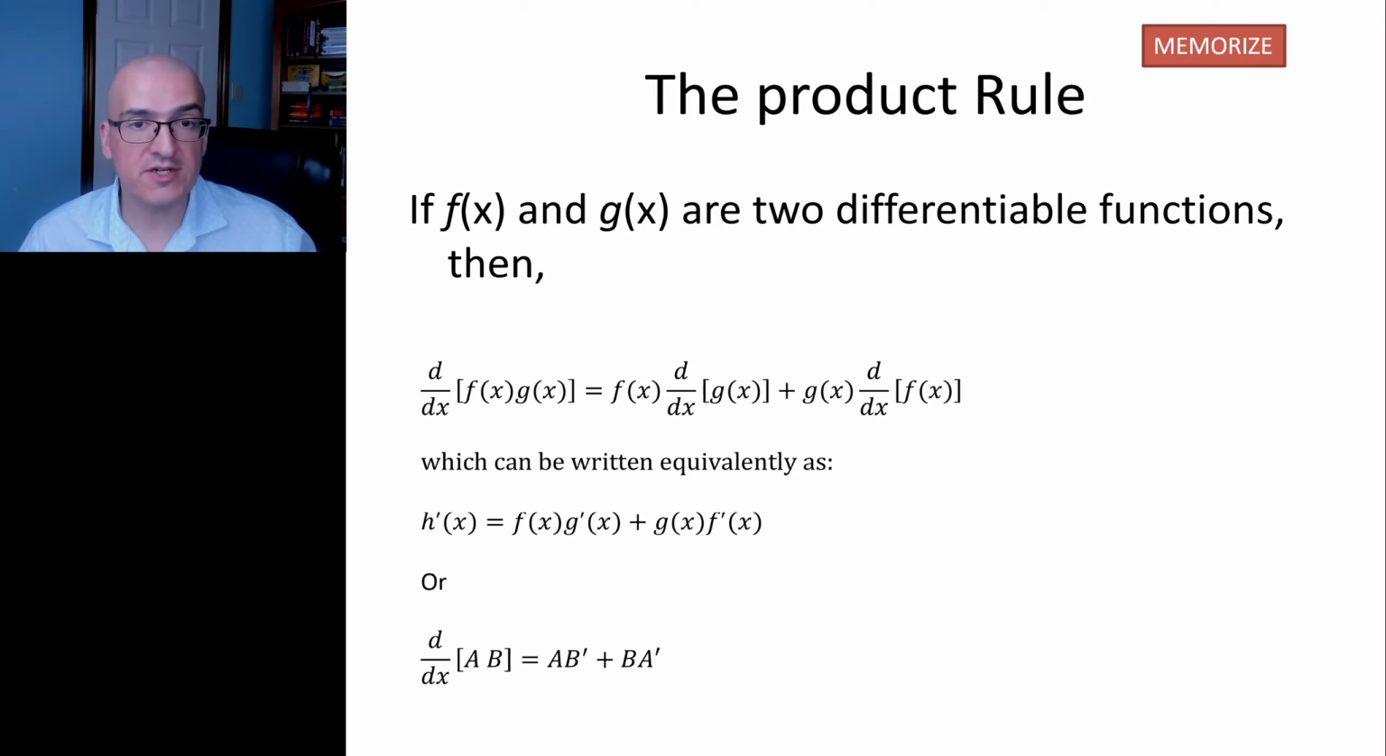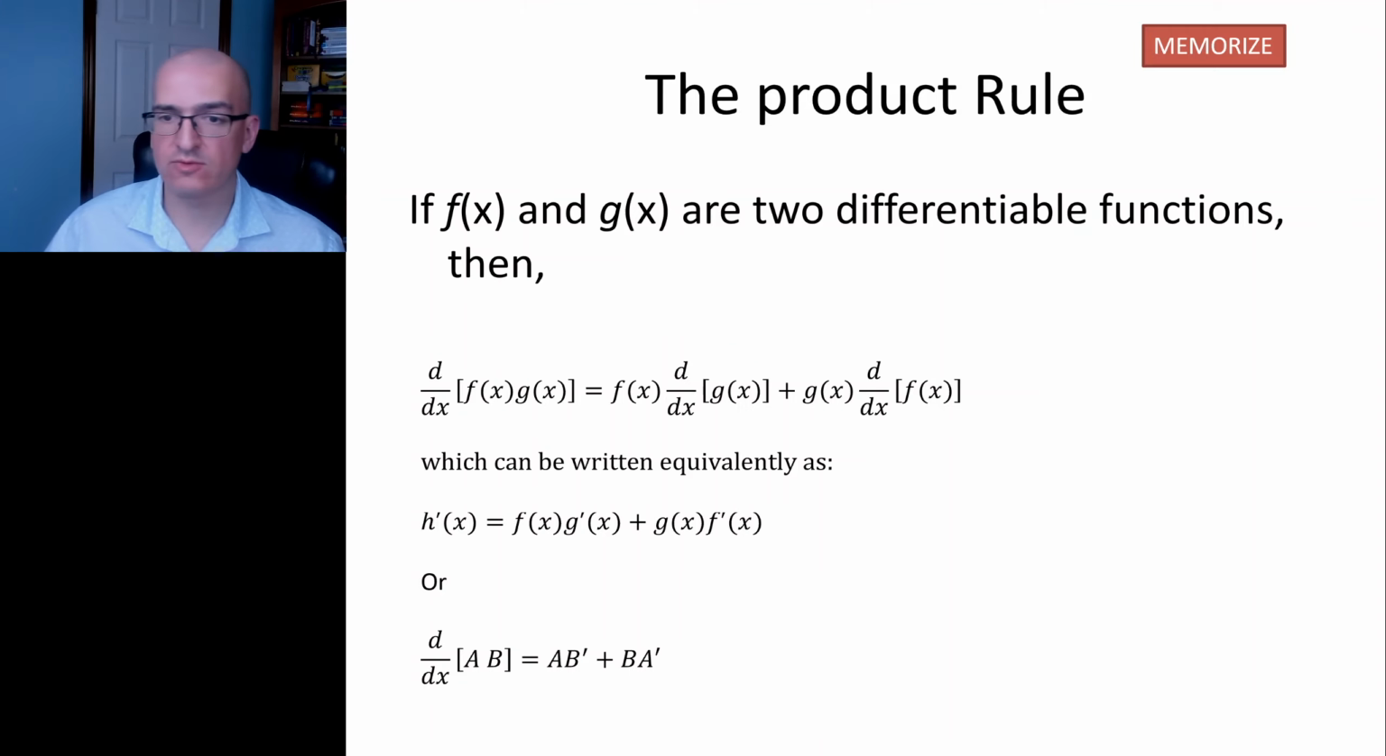Now, order of multiplication does not matter, so we could put b prime a plus a prime b, and order of addition does not matter, so we could swap the order in which those terms appear in that addition. What's important is that there's two pieces. Each piece contains a and b, or f and g, and one of those pieces has its derivative taken. That's what's important for the product rule. Which of these notations you use does not matter.